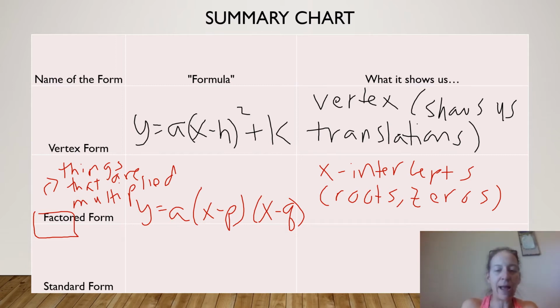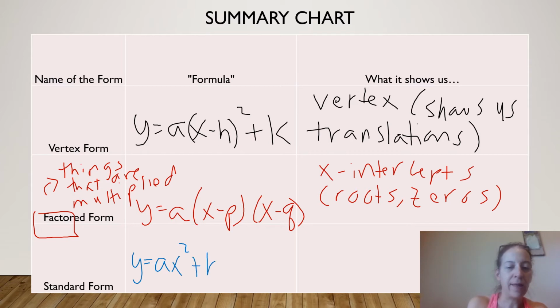And then the last one here is something called standard form. And standard form you will be familiar with because you studied it in Algebra 1. And that is ax squared plus bx plus c. You might be familiar with that from something called the quadratic formula, which is negative b plus or minus the square root of b squared minus 4ac, all over 2a. My 9th grade math teacher made me memorize it, and it's still up there in my head. Okay, so that's standard form.